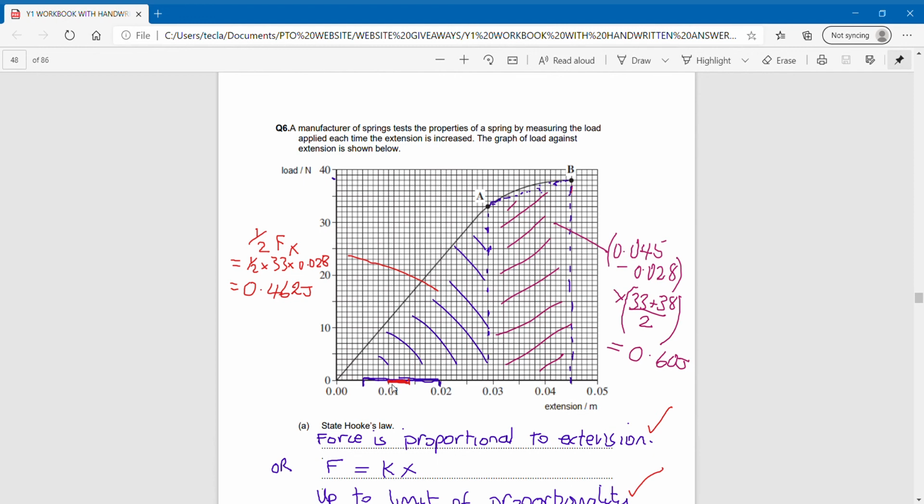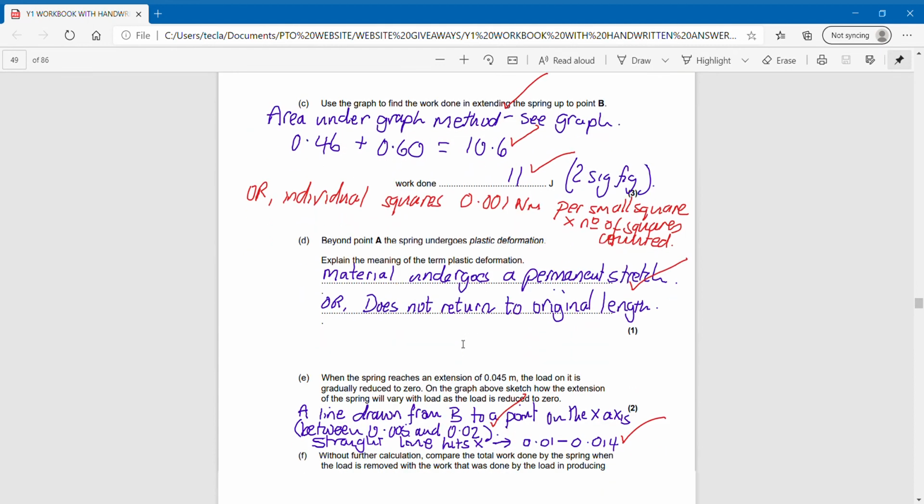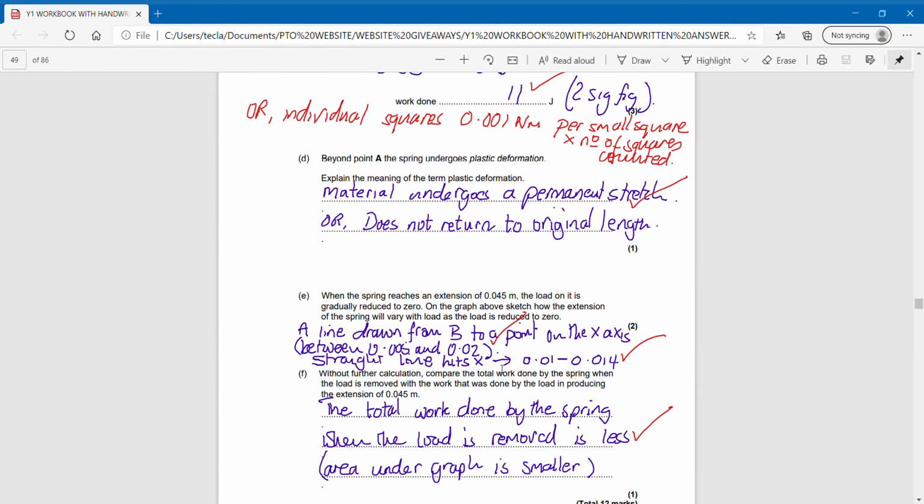So there's a range of acceptable values within the blue range, which is 0.05 to 0.02, is 1 mark, and then there's a second mark if it's within this red range, which I'm just going to check is between 0.01 and 0.014. That's the narrower range, which you get the second mark for.